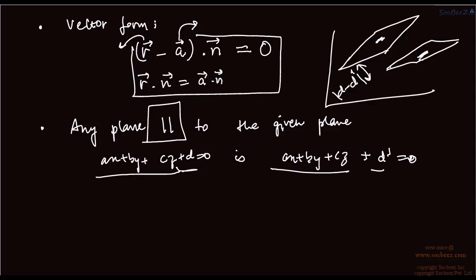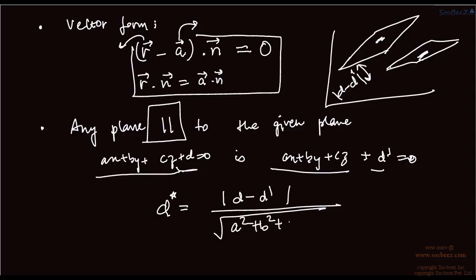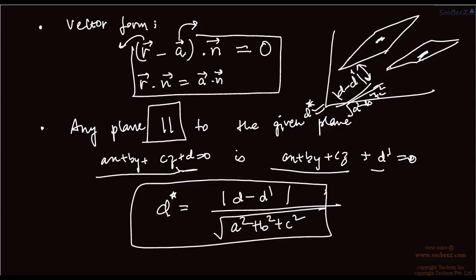Now let's calculate the distance between them. So d star, let's say, is the mod of d minus d dash divided by the root of a square plus b square plus c square. This is d star. Here a, b and c are the coefficients of x, y and z. So this is the distance between two planes.